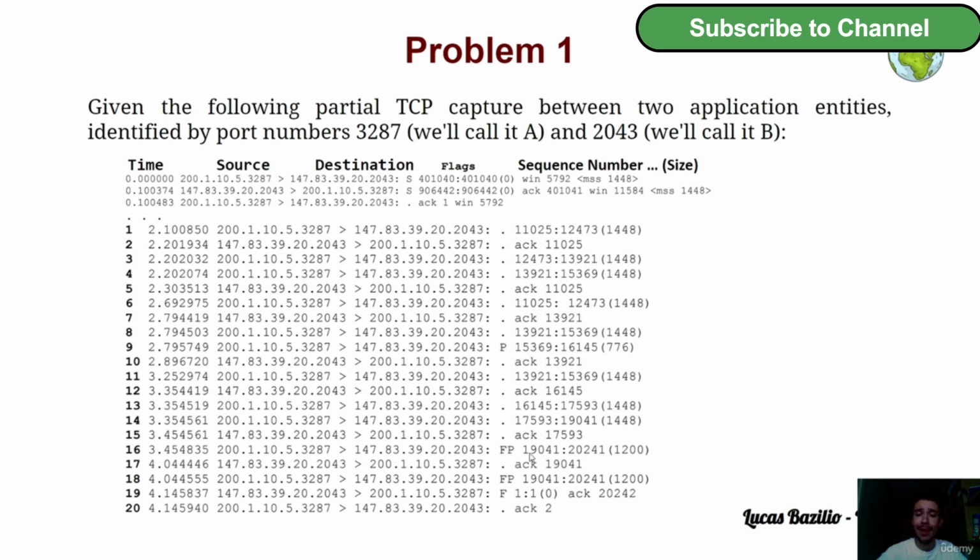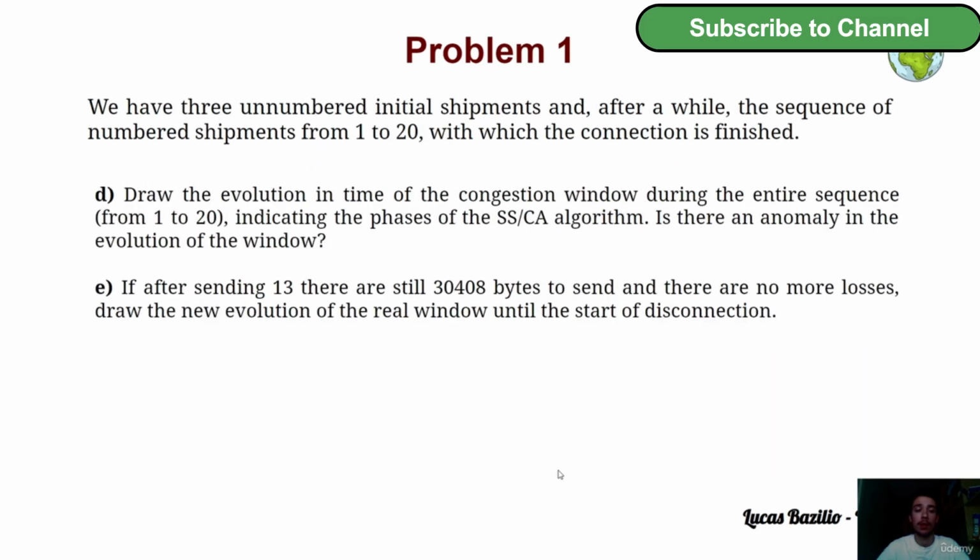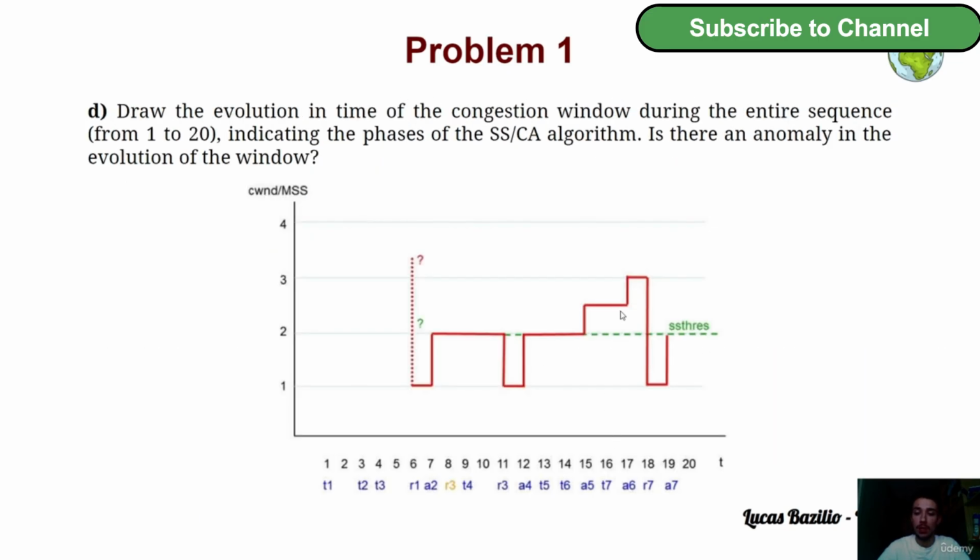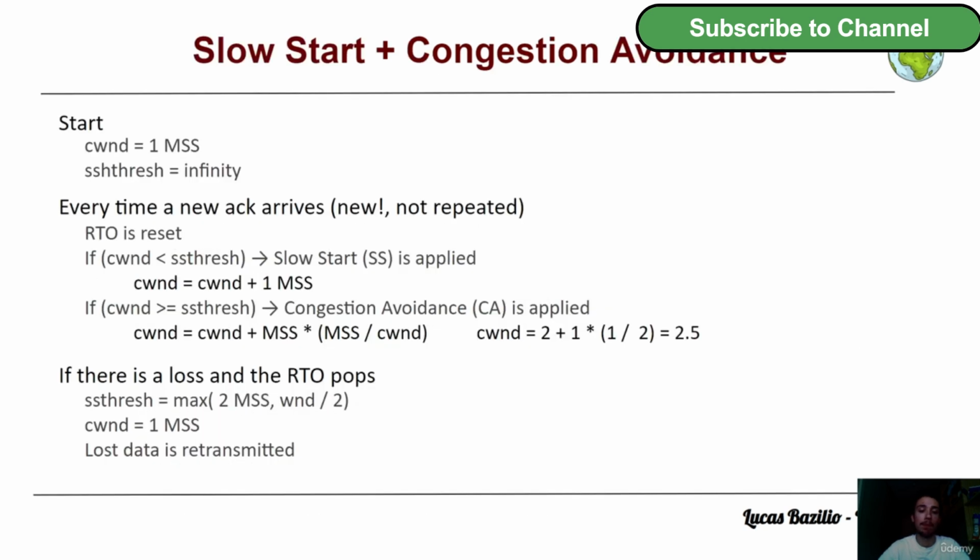We don't have a new data acknowledgement, nor do we have a retransmission. This is the first time we transmit this sequence number. And then at exchange 17, we have an acknowledgement of new data. Since we are in the congestion avoidance phase, at the moment on exchange 16 the congestion window is 2.5. Now we need to apply the same formula.